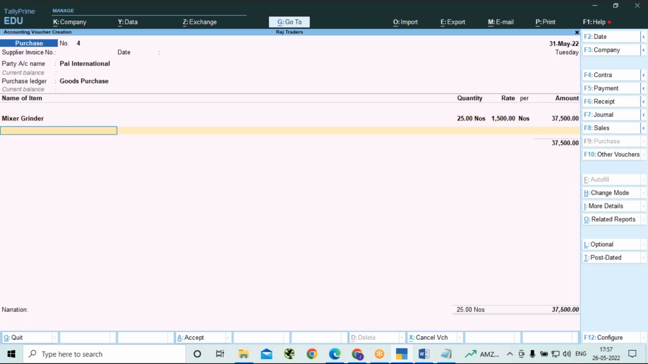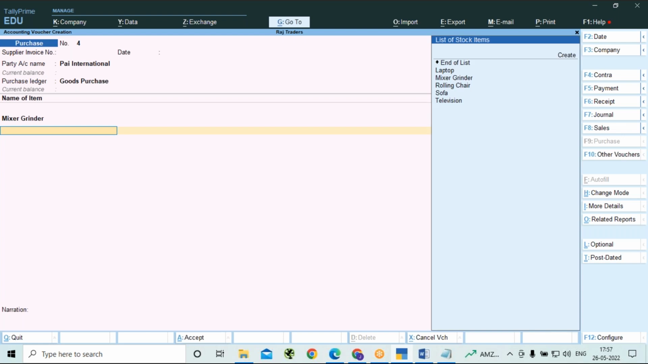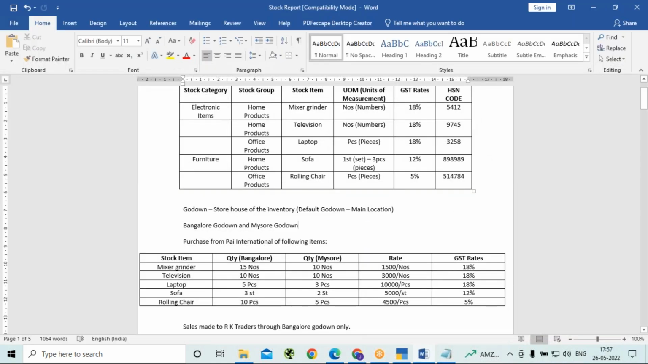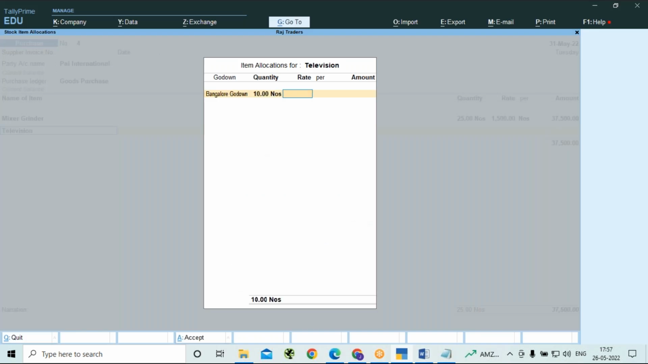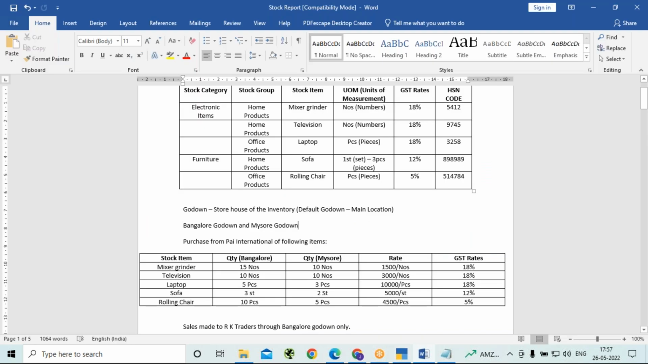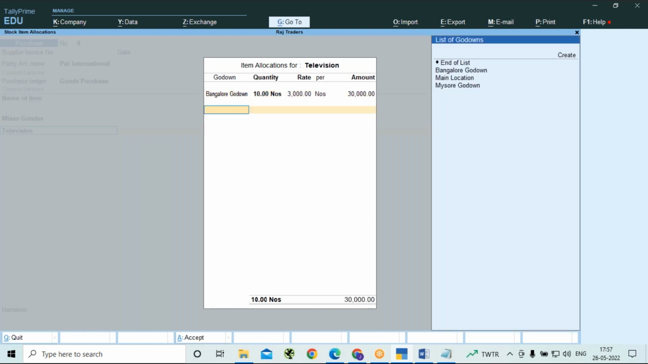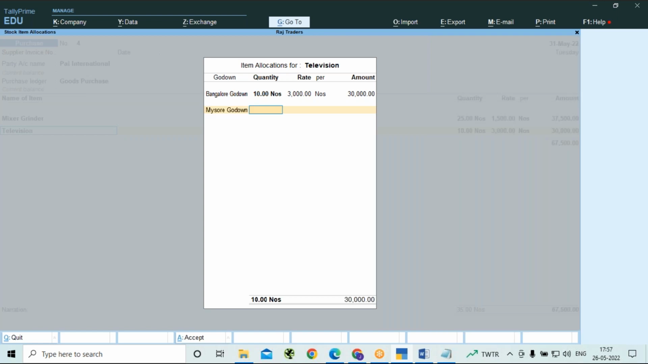If I want to select the second stock item, after the amount, when you get the cursor just below your item name, press space bar. Then you'll get the second stock item. The second stock item was television. It was 10 and 10, so 10 here, and the rate was 3000. Then for Mysore, go down, and it will take the same rate.